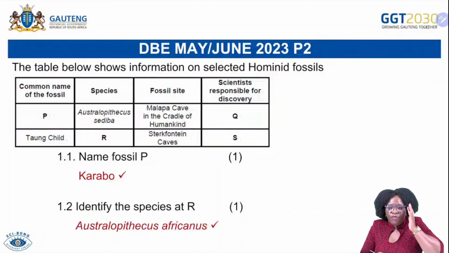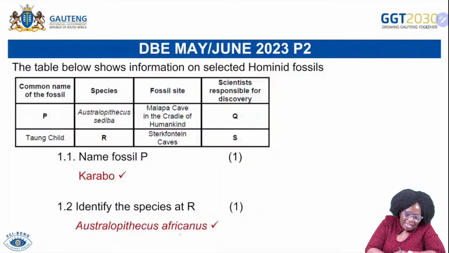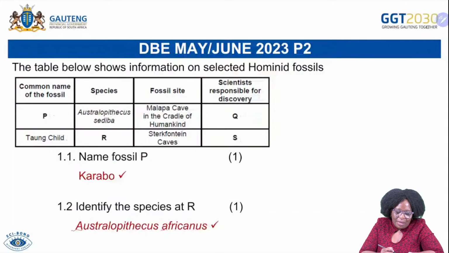This is the information that you must memorize. You must know the common names of the fossils, you must know their species names, you must know the sites where they were discovered and the scientists that discovered them. It's straightforward memorization, this one. Nothing will change the answers. So it's Australopithecus africanus. You can see that we have a capital letter as we start, and we have a small letter there. Be careful and underline when you do your species names.